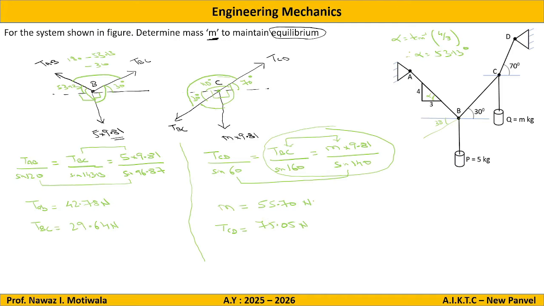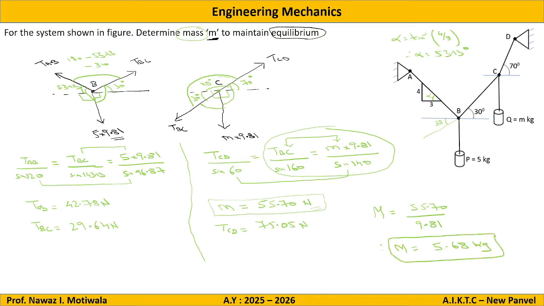But important thing, students leave the question here. They think that M we got the answer as 55.70 newtons. But remember that in the question we are asked to find out mass N, and we are finding it in newtons. That means we are finding out the weight of this. So what we need to do is find out the mass as mass is equal to 55.70 divided by 9.81 to convert it into kgs. Therefore, we get mass is equal to 5.68 kgs. This is the final answer.